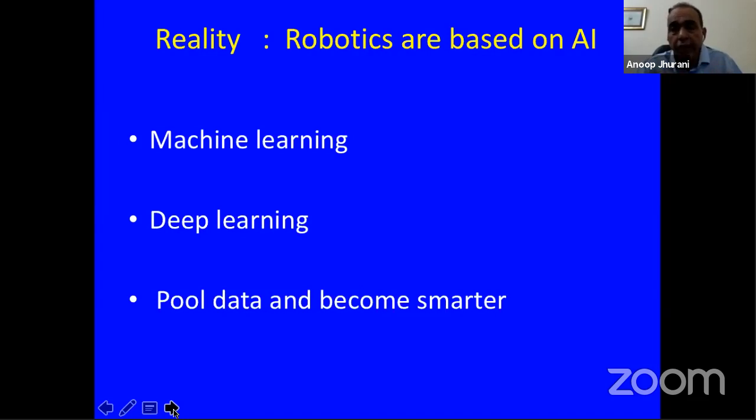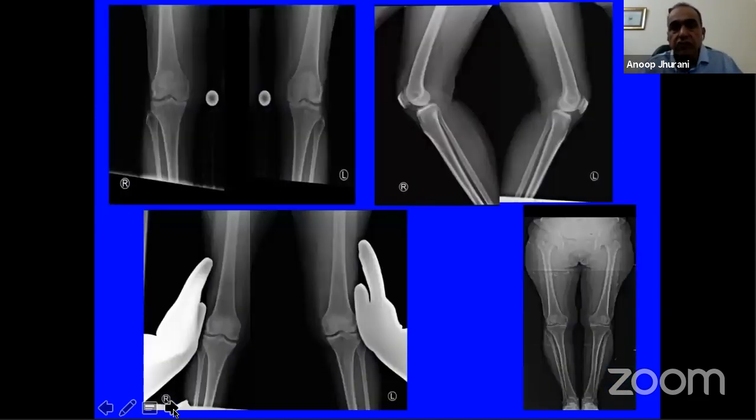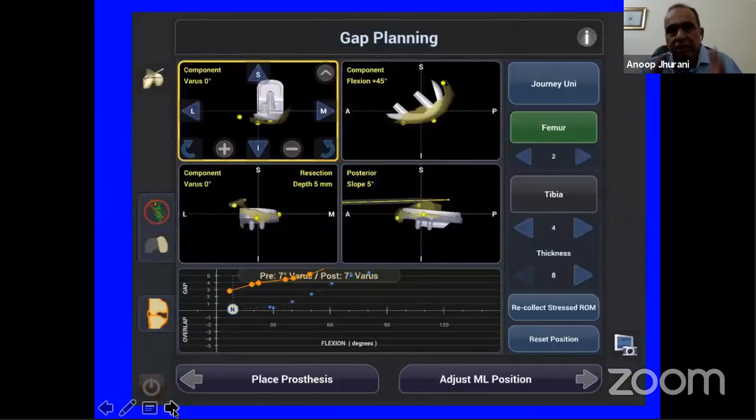So most robotics are able to pool the data in and become smarter, give us more valuable information as we move on. Classical bilateral case, bone-on-bone disease, opening up on valgus stress, less than 10-degree varus, less than 5 degree of fixed flexion deformity, nice knee, just disease involved medial compartment.